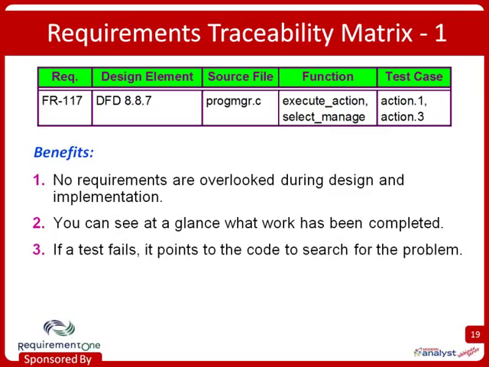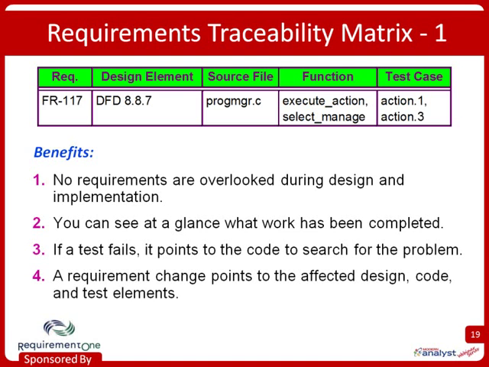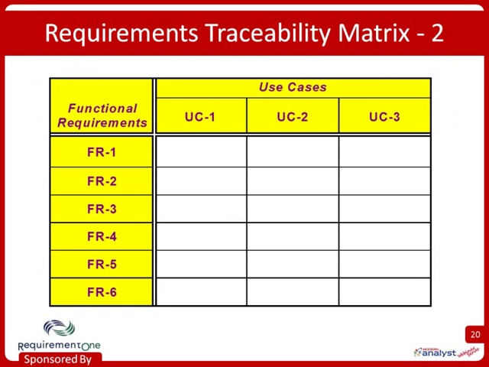Suppose test action.3 fails. Well, we know we can go back to the code related to that same functional requirement that's shown in the requirements traceability matrix to start looking for the problem. And also, if there's a change, somebody comes along and says, let's change FR117, then this can help us know exactly what we might have to modify in order to implement that change correctly.